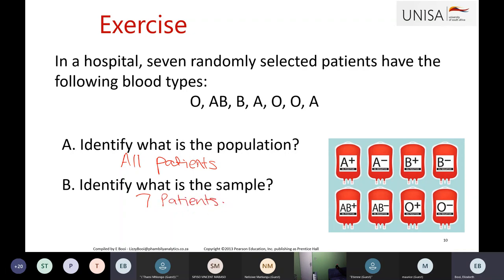Remember, your population is the element of interest. Blood type is not what you are studying. You are studying patients from the hospital. And from that study, you wanted to look at their blood type. So it means your population of study will be all the patients, and your sample will be your 7 randomly selected. As long as you have this thing called randomly selected, it means they have sampled out from a bigger pool.